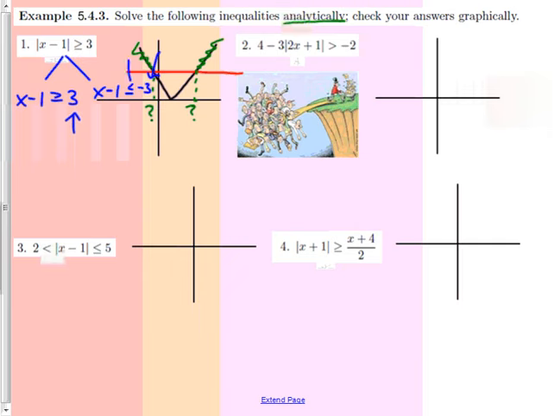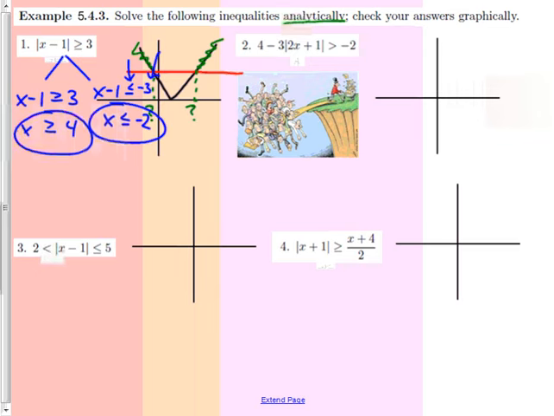The first one here, I'm going to add 1 to both sides. X is greater than or equal to 3 plus 1, which is 4. And this one, I'm going to add 1 to both sides. X is less than or equal to negative 3 plus 1, which makes negative 2. There and there. I think I just found my two question marks. Do you get what I'm saying? They're at negative 2 and positive 4.